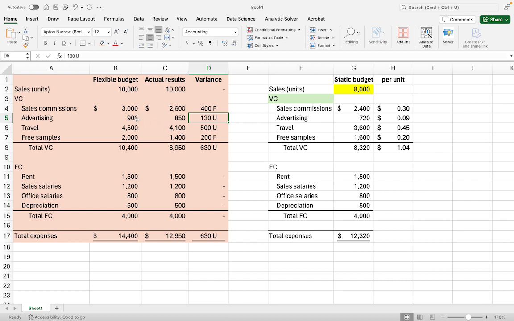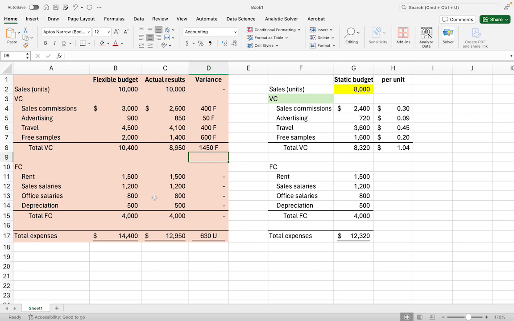The advertising, the variance is going to be $50, 900 minus 850. Again, I'm spending less than I thought, so that's going to be favorable. The travel, I'm spending less than I thought, so that's 400. That's going to be favorable. And the free samples, I'm spending less than I thought. That's going to be 600, so that's favorable. And the total here is going to be the sum of these four numbers, which is going to be 1450, favorable.